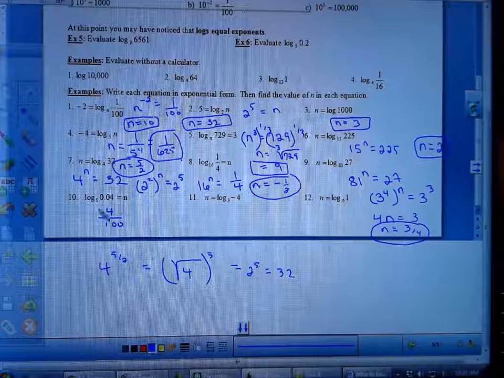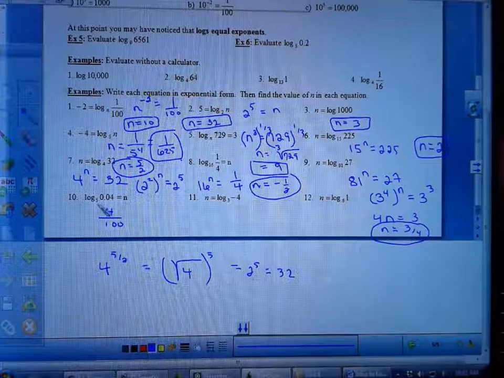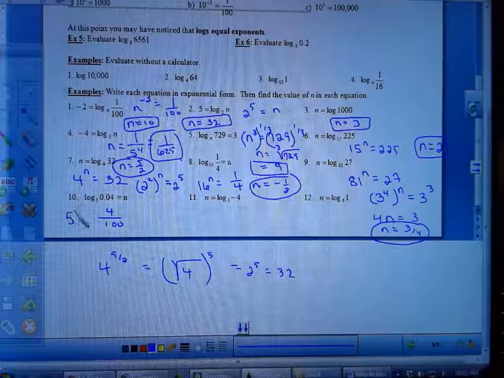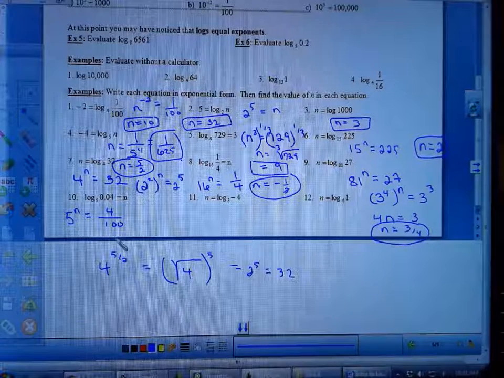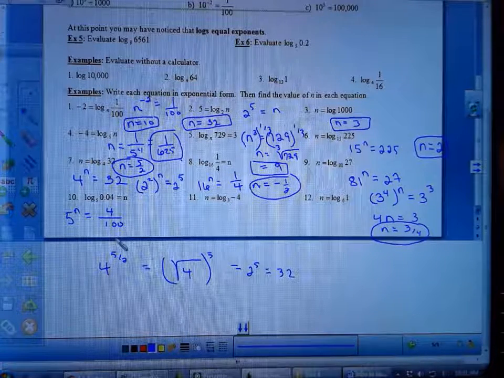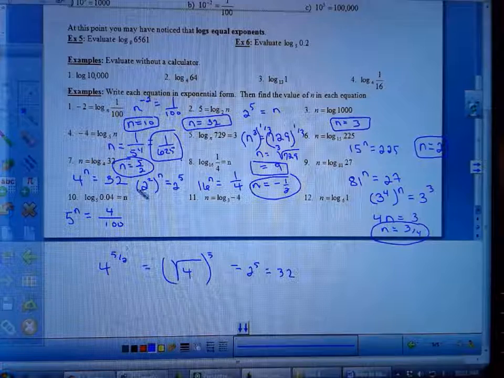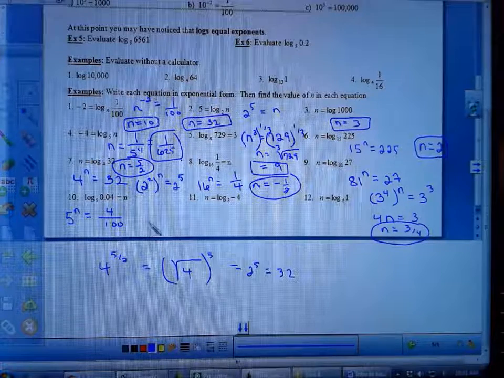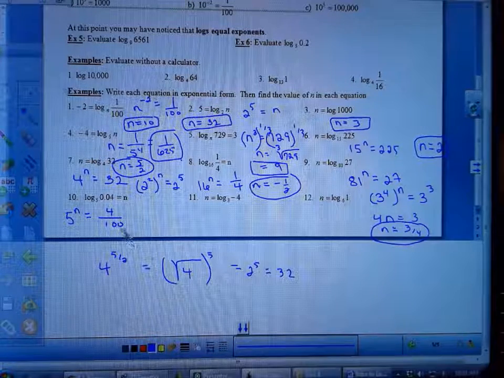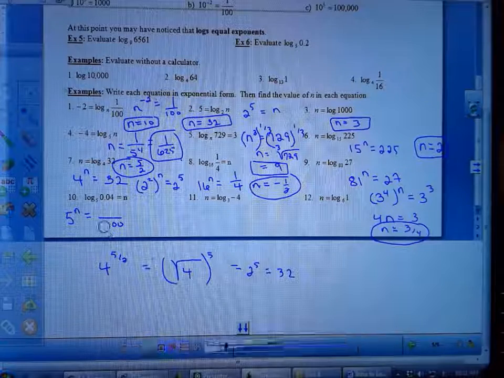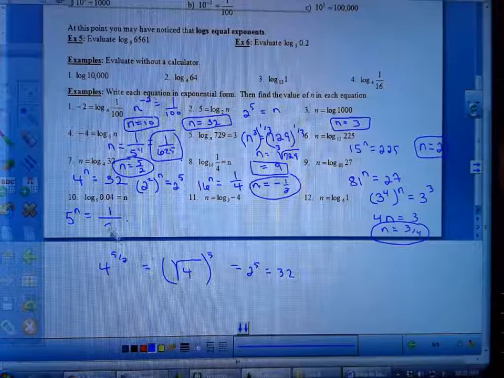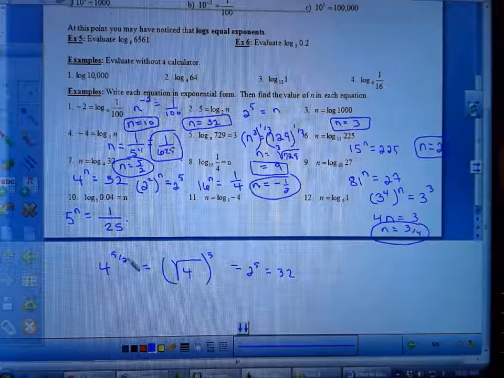Now, I need to turn 5 with some power into this. What can I do? Could I simplify this a little bit more? And then I might see something. What is 4 over 100? It simplifies to what? 1 over 25. Because that wasn't giving me anything, was it? But that gives me something.